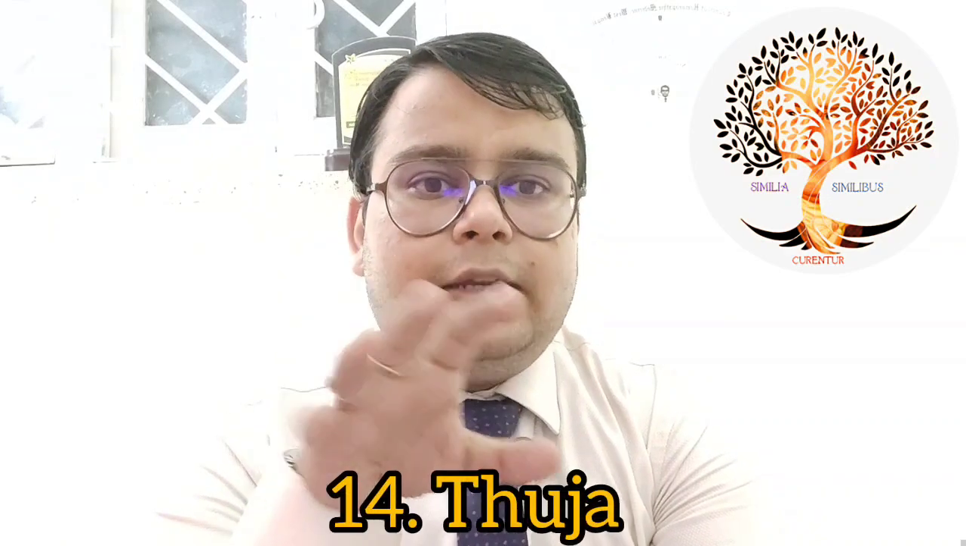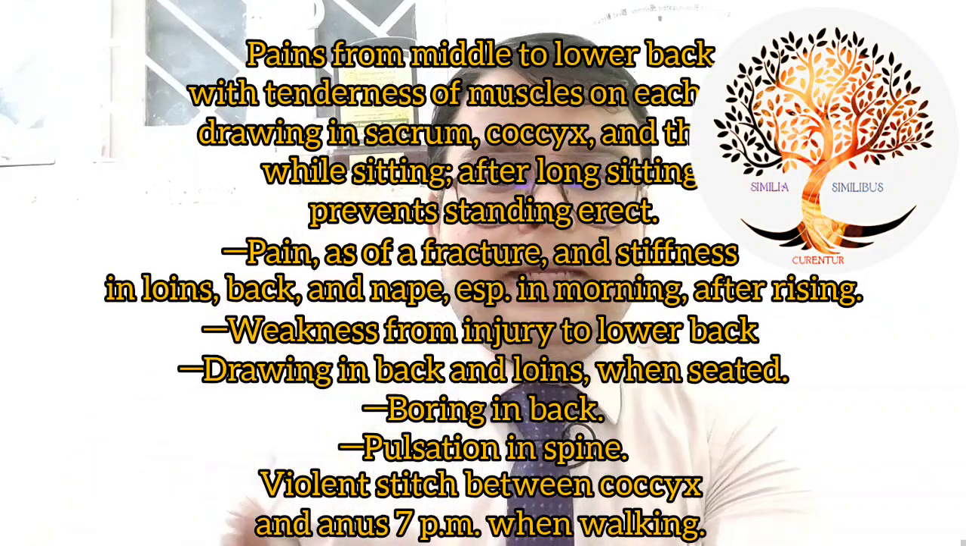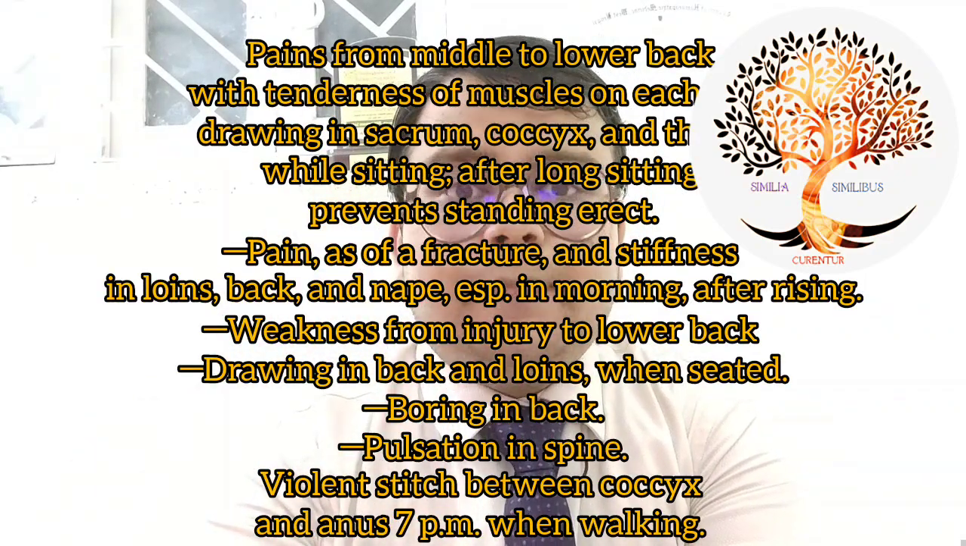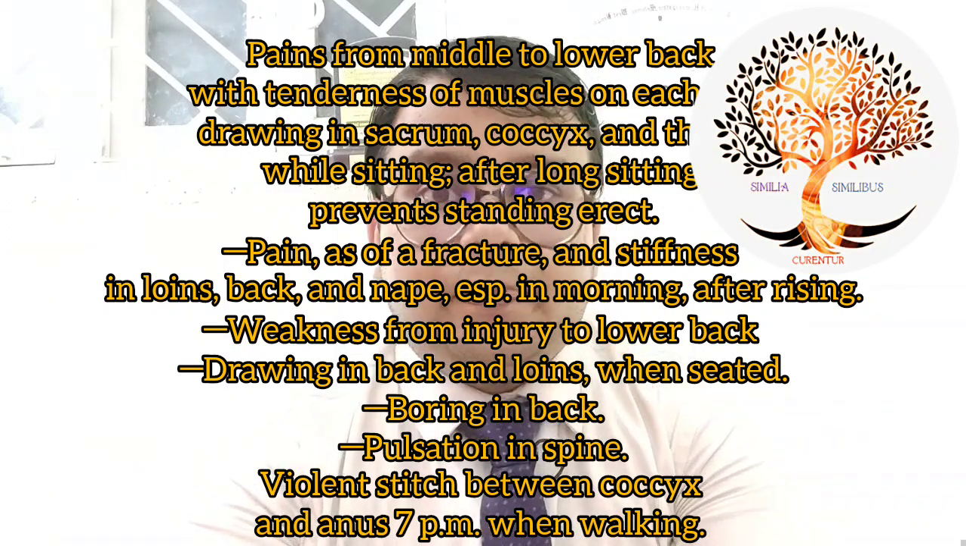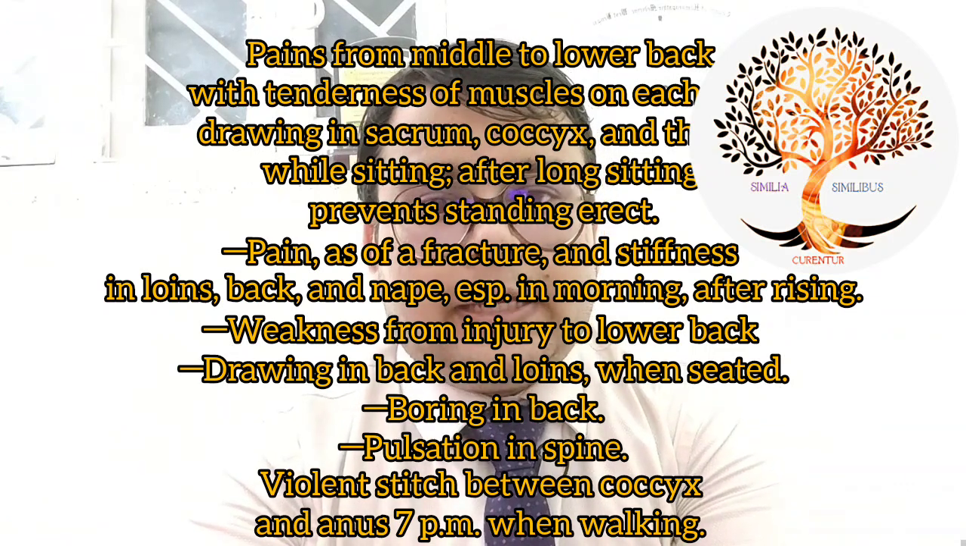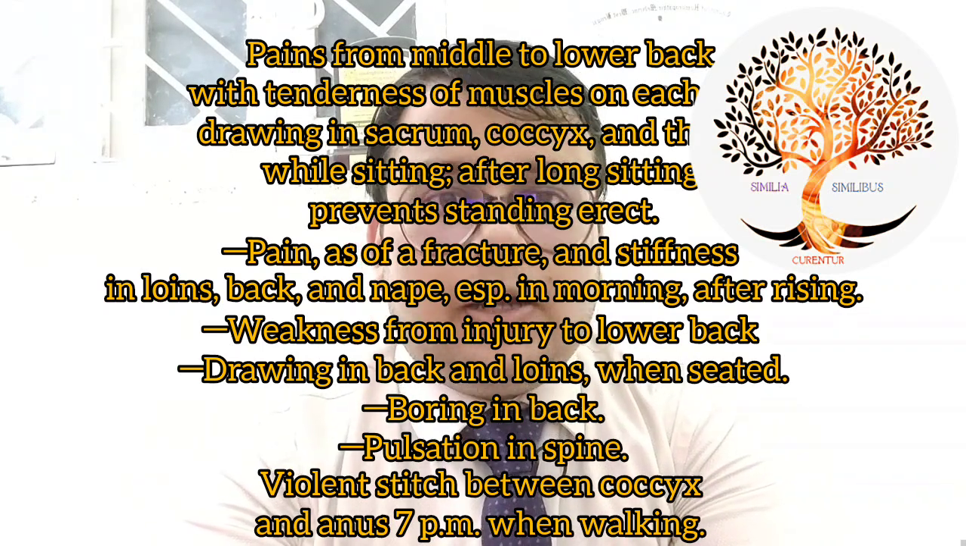Though we should not have any favoritism in medicines, but when it comes to back pain, thuja is definitely my favorite one. Thuja is very underrated in back pain in spite of having so many symptoms. Pains from the middle of lower back with tenderness of muscles on each side, drawing in sacrum, coccyx and thighs while sitting. After long sitting prevents standing erect. Pain as of a fracture and stiffness in the loins, back and nape of the neck, especially in the morning after rising. Weakness from injury due to lower back, drawing in back and loins when seated.